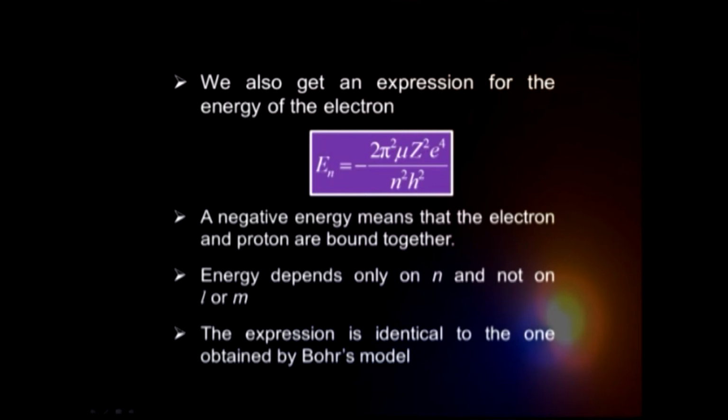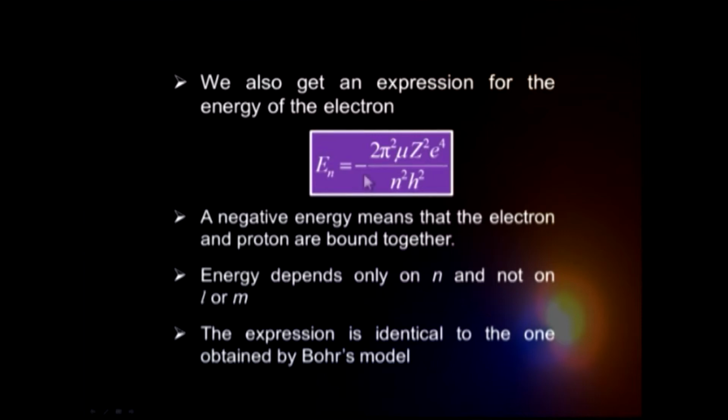So in addition to the wave functions, the quantum number and a restriction on the value of L, we get another expression called the energy expression, which reads En equal to minus 2 pi square mu Z square e to the power 4 by n square h square, wherein 2, pi, mu, Z, e and h all are constants. That means all these terms become constant. So what we say is that energy is inversely proportional to the square of the principal quantum number. That's one significant observation we have.